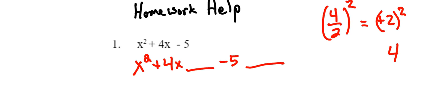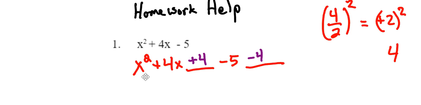Okay, so number 1, we've got x squared plus 4x. We're going to leave a blank, put -5, and then another blank. So I take the b term. The b term is 4. I divide by 2, and then I square it. It gets me a positive 2 squared is 4. So what's got to go in the blank is a positive 4 and a -4.